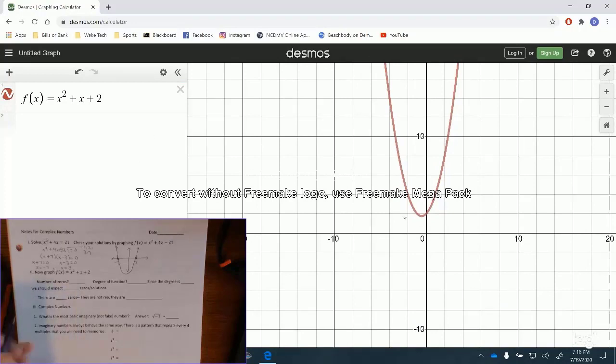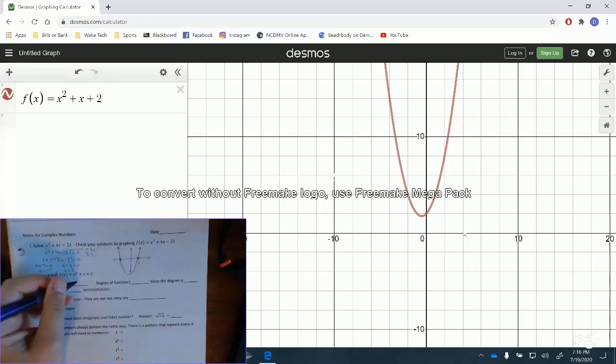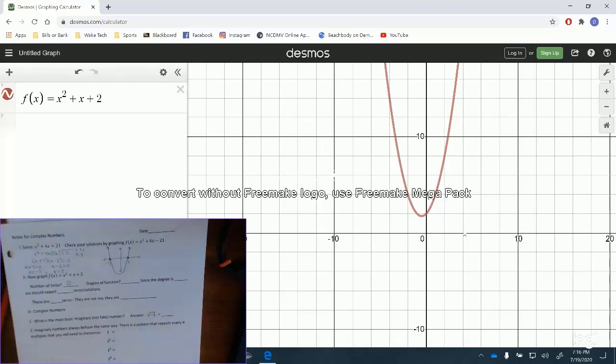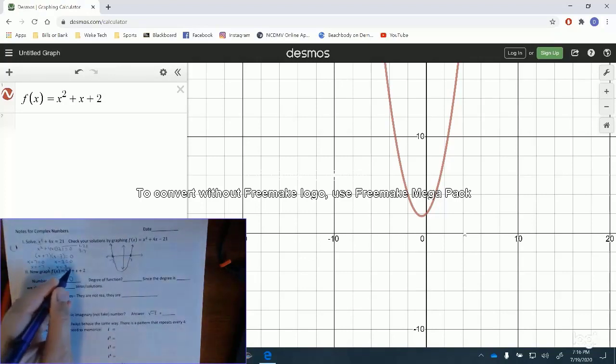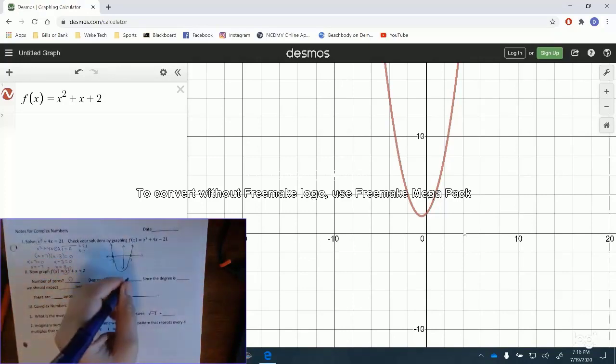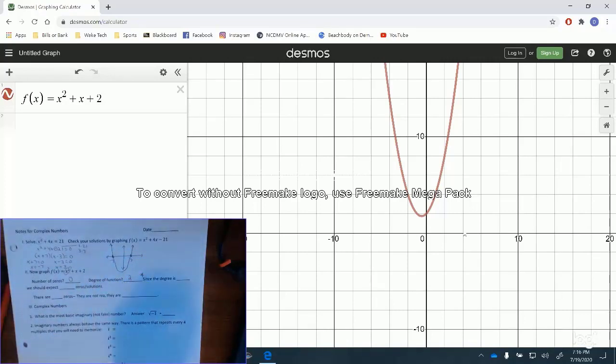And so what are the number of x-intercepts? Well, there aren't any, and zeros is another name for x-intercepts. So there are 0 zeros. The degree of the function, well, that's the exponent on the leading term, so that's degree 2. And here's an important fact we'll talk about many times. Since the degree is 2, then we should expect 2 zeros or solutions. Okay, and there are 2 zeros. It's just that they're not real. They are imaginary.